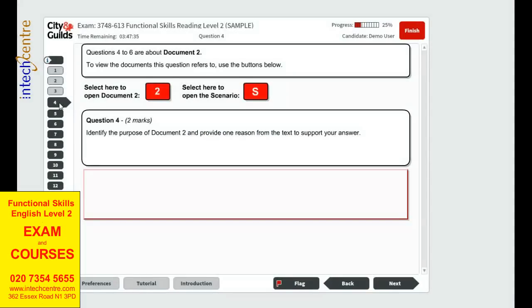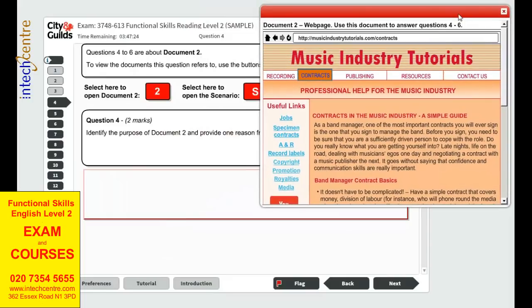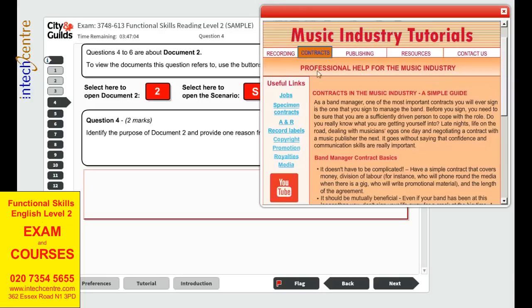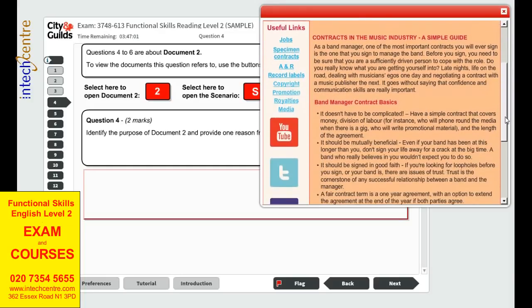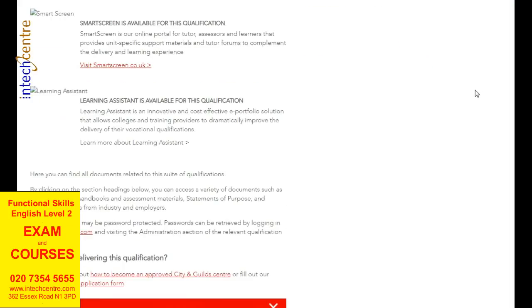Okay, let's move on to question 4. Identify the purpose of document 2 and provide one reason from the text to support your answer. So here we're looking at what type of document this is. So this is document 2 now. Music industry tutorials. Purposes of text can have many different forms such as persuading, to inform, to instruct, among others. So you must look within the document and sort of derive it. Don't spend too long on this. You can gauge what the purpose of this document is.